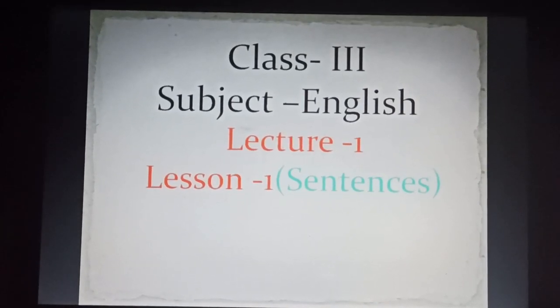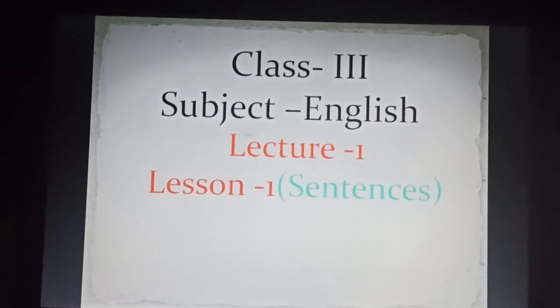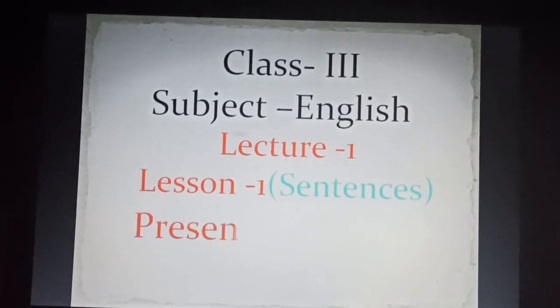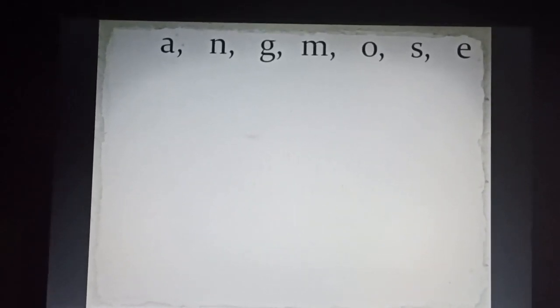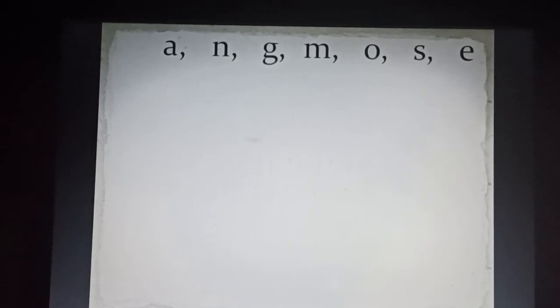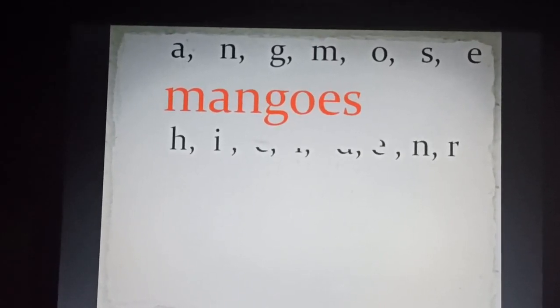You very well read about sentences in the previous class, but today I will also teach you regarding sentences. So let's proceed. First of all, I will tell you about letters. Here are a few letters on the screen: A, N, G, M, O, S, E. With the help of these letters, we will make a word, that is mangoes. M-A-N-G-O-E-S.